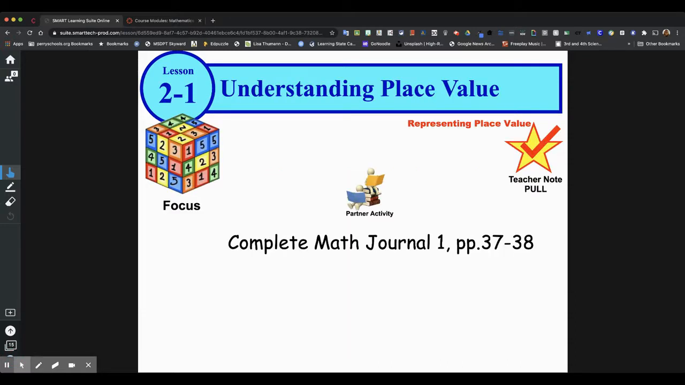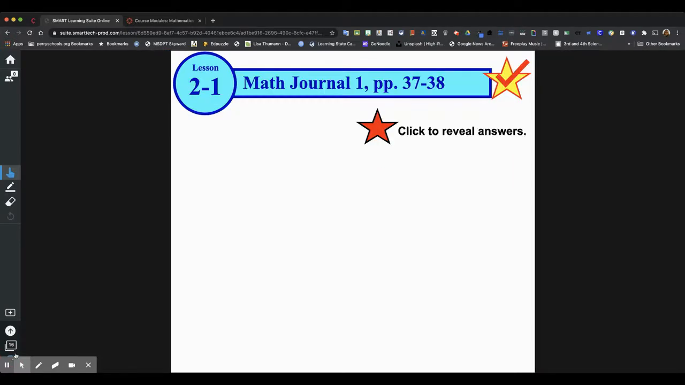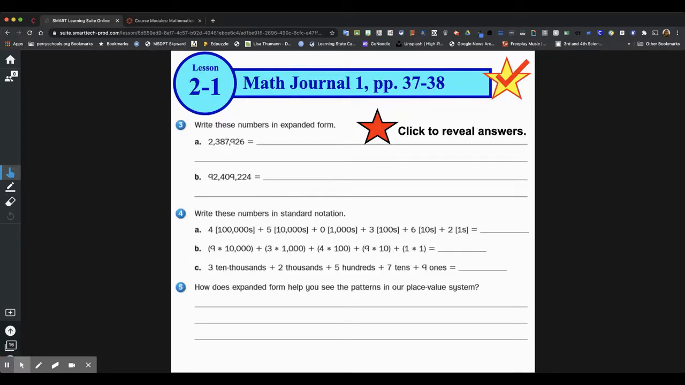So what we're going to do now is turn to page 37 and 38 in our journal, and we are going to complete some problems based around place value. What you can see here is 3, 4, and 5 on the screen. We see to write the numbers in expanded form for 3, and then write the numbers in standard form for number 4. And then, how does expanded form help you see the patterns in our place value system? Take a moment, pause the video, and then come back. We'll do a couple of these together, and then you'll see the answers.